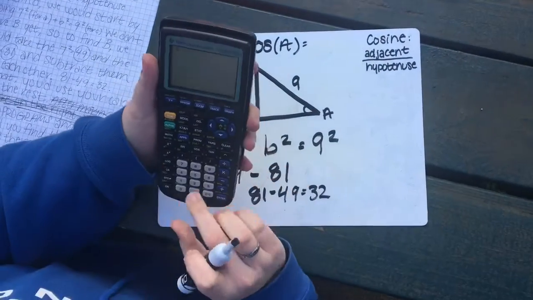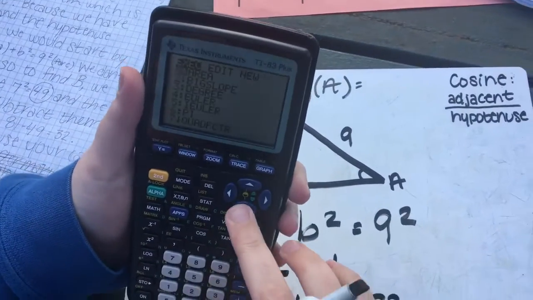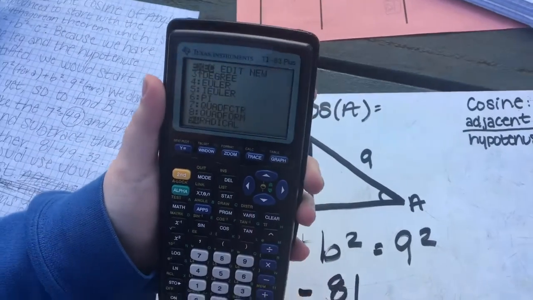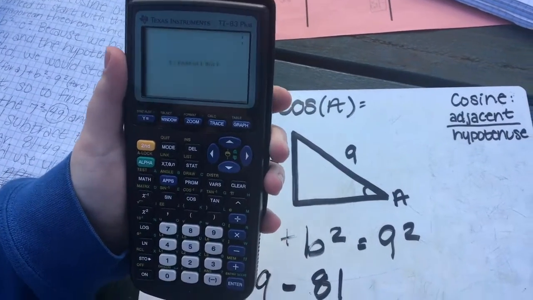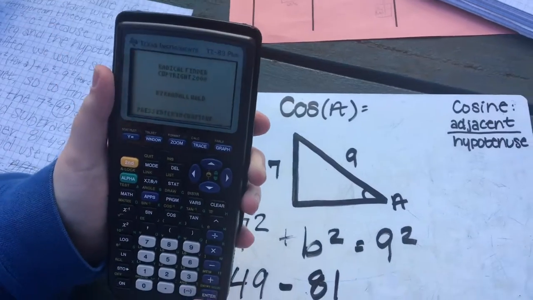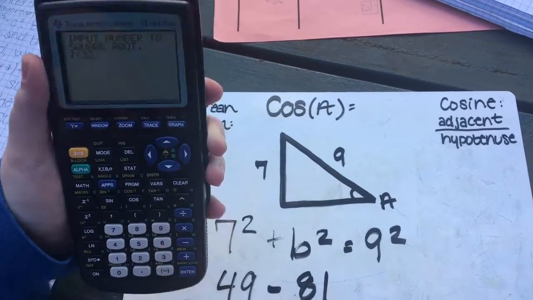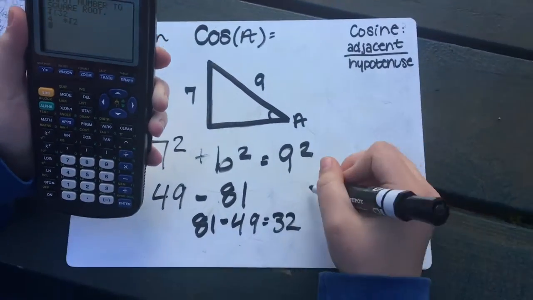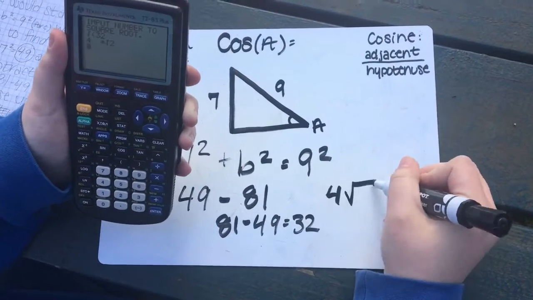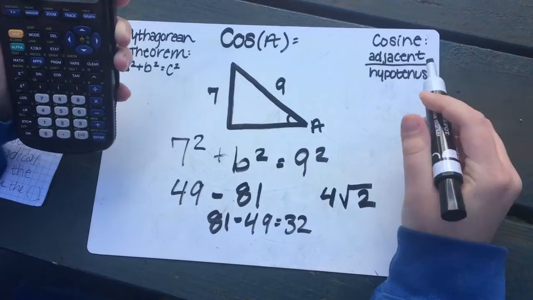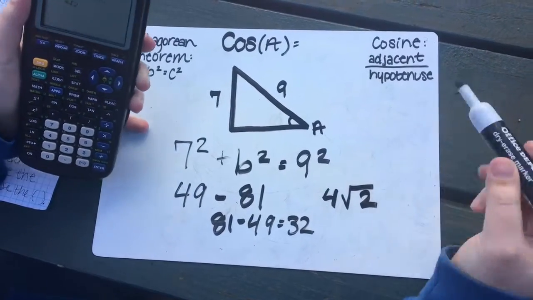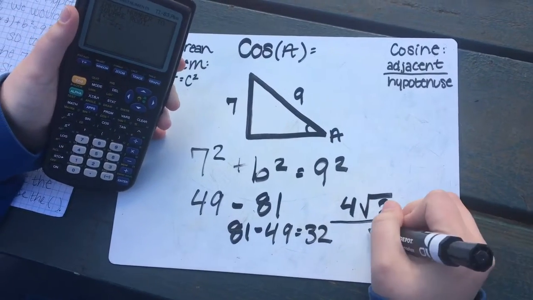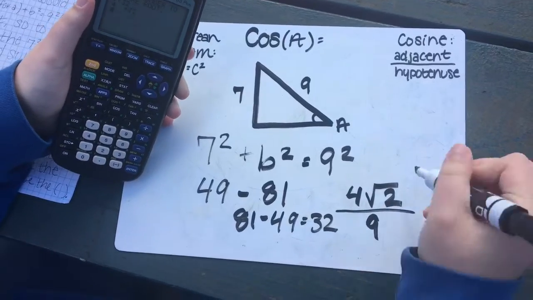From there, we would go to the calculator and click on programs, and scroll down to radical. Once we're on the radical program, you'd take the square root of 32 and make sure not to close the parentheses. Once we're there, we get 4 radical 2. And to find the cosine, cosine is adjacent over hypotenuse. So the answer would be 4 radical 2 over 9, and that can't be reduced, so that's your final answer.